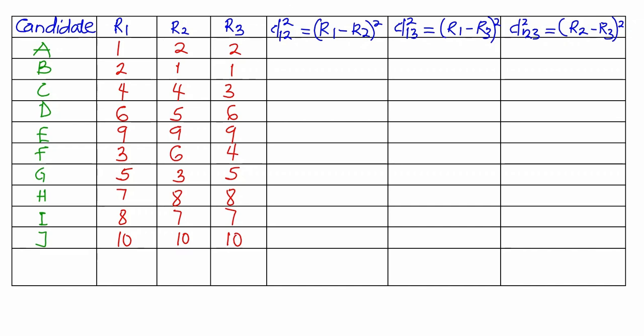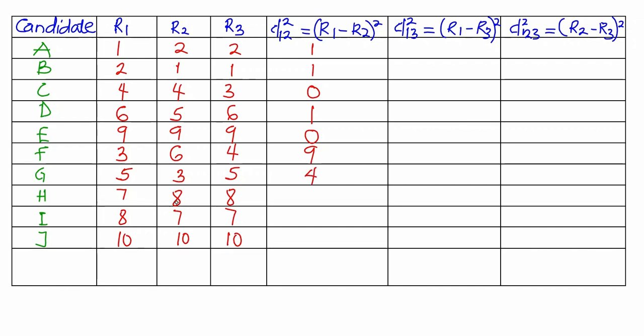So we look at the ranks 1 and 2. When you subtract, 1 minus 2 gives us -1, and the square of -1 gives us 1. And then 2 minus 1 gives us 1. The square here is 1. 4 minus 4 is 0. So when you square 0, we get 0. 6 minus 5 is 1. The square of 1 is 1. 9 minus 9 is 0. The square of 0 is 0. 3 minus 6 is minus 3. But the square of minus 3 is 9. 5 minus 3 is 2. The square of 2 is 4.